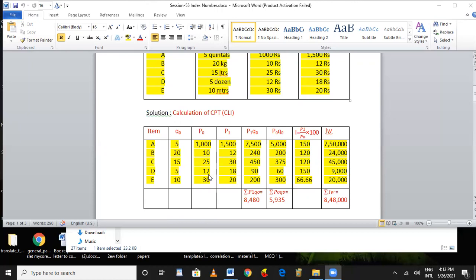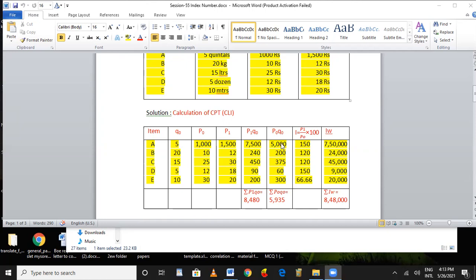18 divided by 12 into 100, 150. 20 divided by 30 into 100, you will get 66.66%. So these are the I. How will we get the I? P1 divided by P0 into 100. So these are the price relatives. We call this the price relatives or the index number, according to the I method. Then this I has to be multiplied with the weights.